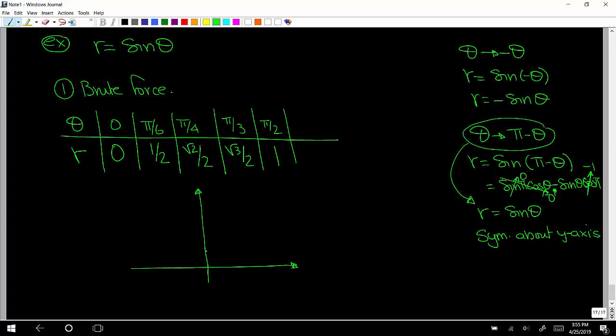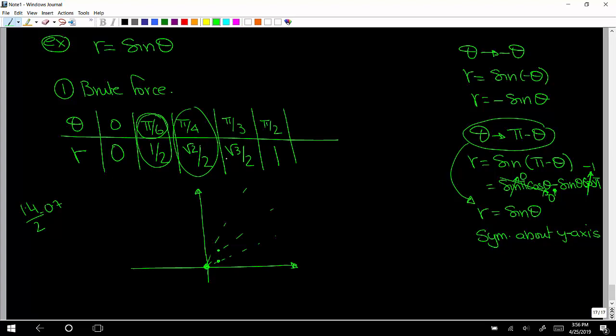Okay, 0, 0, that's this point. What does this mean? That means you're going to rotate by an angle of pi over 6, and along that ray you're going to go half a unit up. So imagine this is pi over 6, this is pi over 4, this is pi over 3. On this line I'm going to just go half a unit up. On the line pi over 4, you're going to go square root of 2 over 2, which is 1.4 divided by 2. So it'll be 0.7 units. So you're going to go a little bit further out.